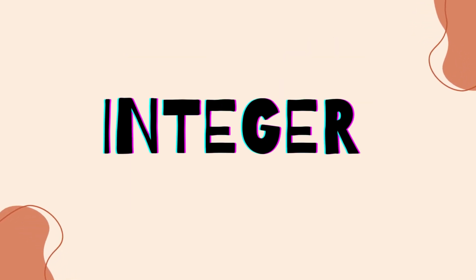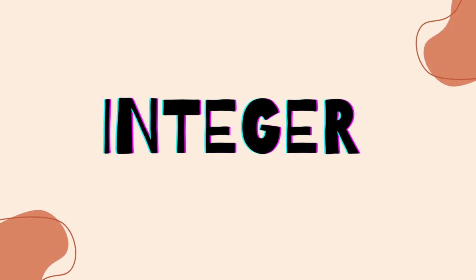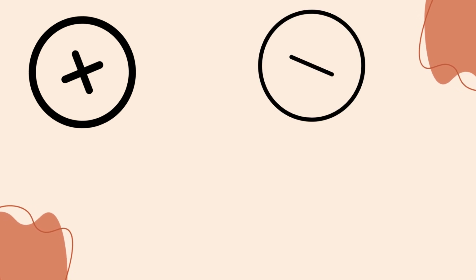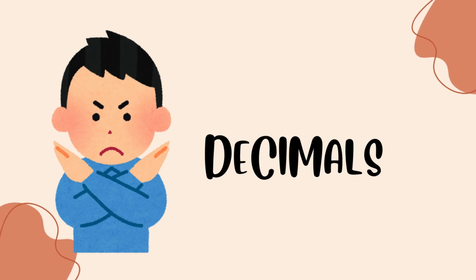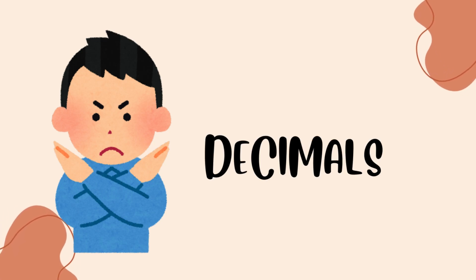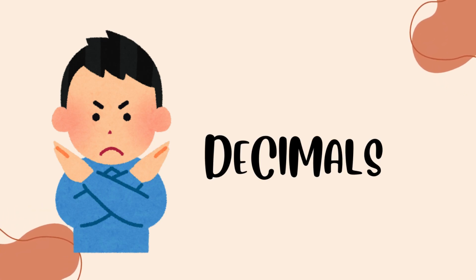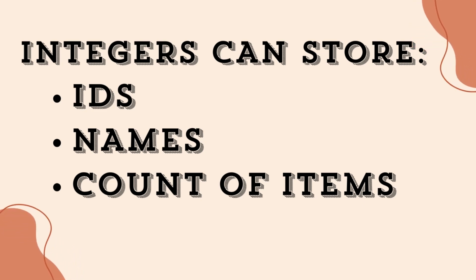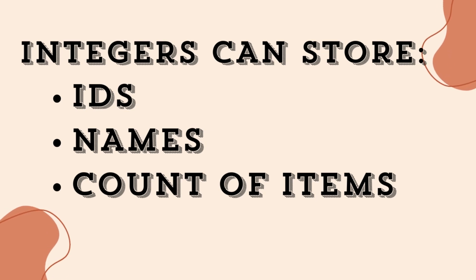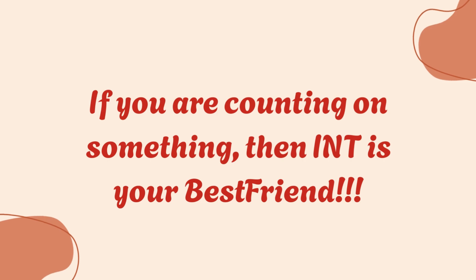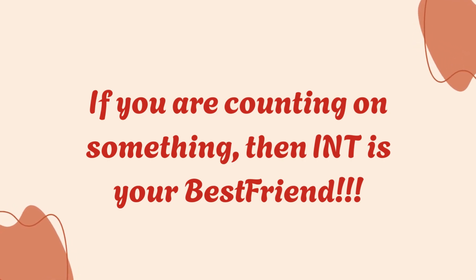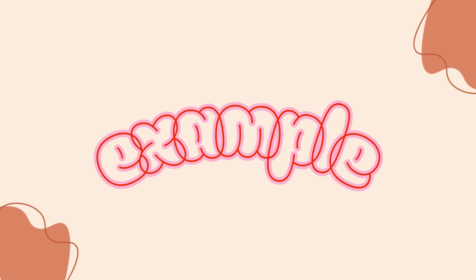Let's get into the first data type, that is integer, which is also called int. This int stores whole numbers, which can have positive, negative and zero value. It doesn't have any decimals, no drama, just clean numbers. So in integers we can store age, count of items, IDs, etc. If you are counting on something, int is your best friend. Let's understand this integer with an example.